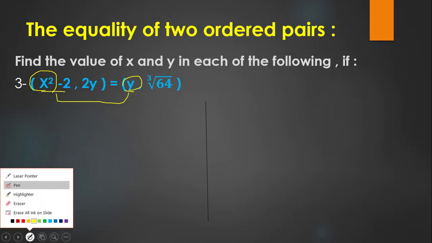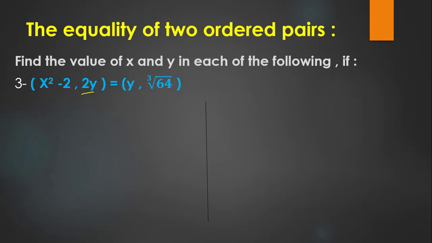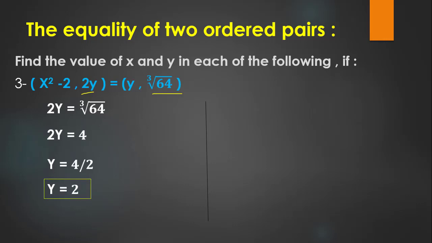So I'll start with the second projection. Now I have 2y equals cube root of 64. Cube root of 64 is 4, so 2y equals 4. I'll get y only by dividing by the coefficient of y, which is 2. Now y equals 2.